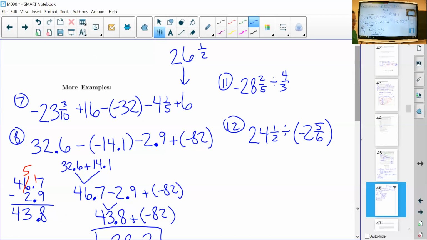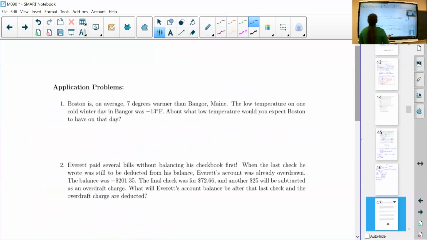While we're at it, let's take a look at some application problems. So we're comparing Boston, Massachusetts to Bangor, Maine. Trying to figure out what low temperature Boston would have if Bangor has negative 13 degrees Fahrenheit. So we've got a negative in there. Maybe we need to add, subtract. You'll have to figure that out from the word problem. When you're done, make sure that your answer is that Boston is warmer than Maine. If Boston is not warmer than Maine, then you need to take a look at your signs.